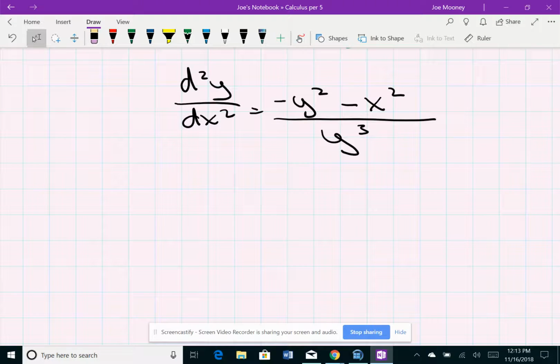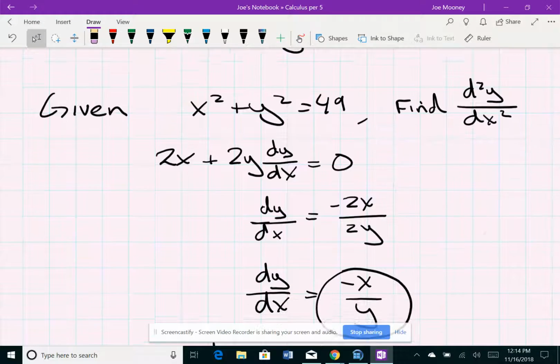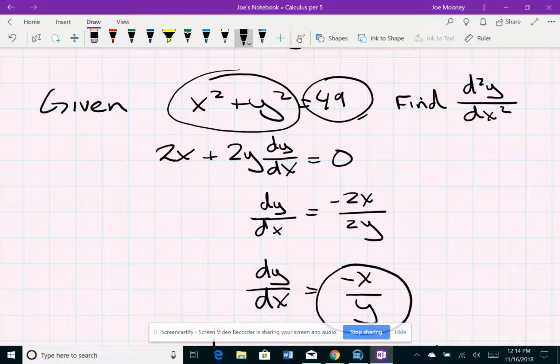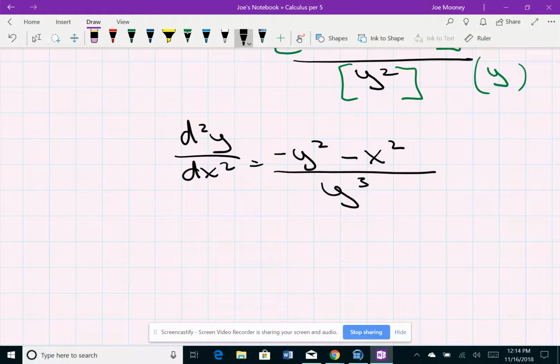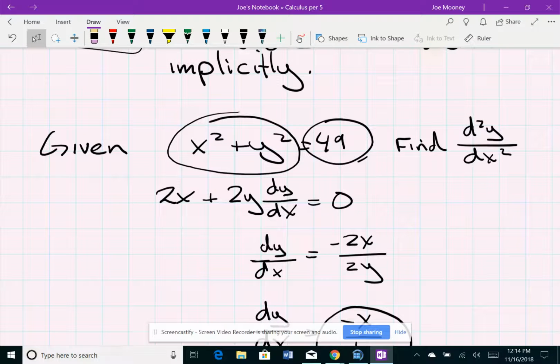Okay, are we there? Actually, what was the original equation? Look at our original equation. x squared plus y squared is 49. And look what's in our second derivative. Negative y squared minus x squared. Or how about negative x squared minus y squared? Maybe that'll be easier for you to see. So negative x squared minus y squared, well, that's almost like x squared plus y squared.